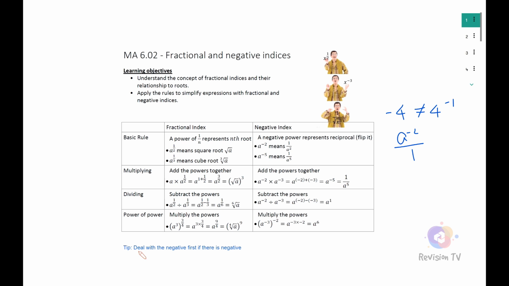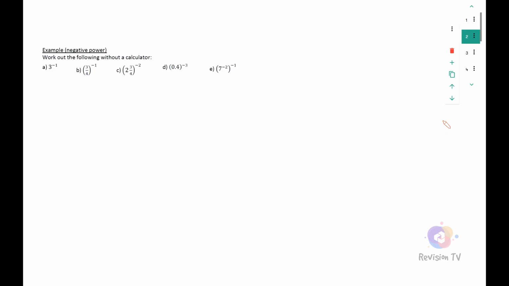Here's a little tip from me. Deal with the negative first if there's a negative, just like life. When there's negative, deal with the negative emotions first, and then everything becomes positive, right? As I've said, learn to deal with the negatives first.